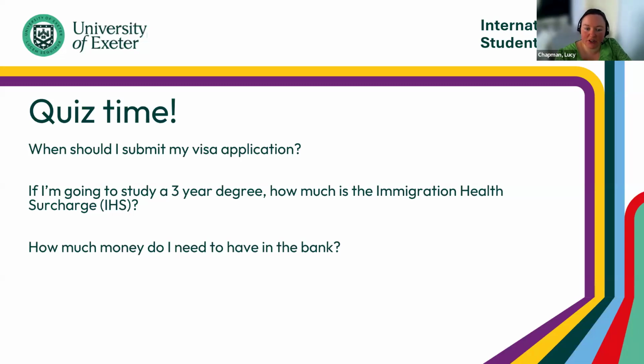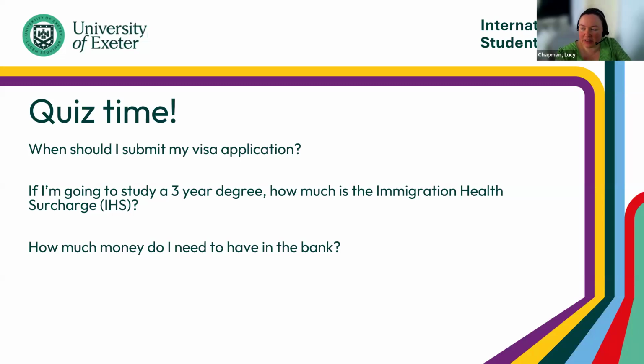Let's see. So, question 2, if I'm going to study a 3-year degree, how much is the immigration health surcharge? Okay, yes, and remember this costs £776 per year. Okay, so we have a mixed answer on this. 4 students answered 2716, and 3 students answered 2328. So the correct answer is 2716, which 4 students got right, so well done.